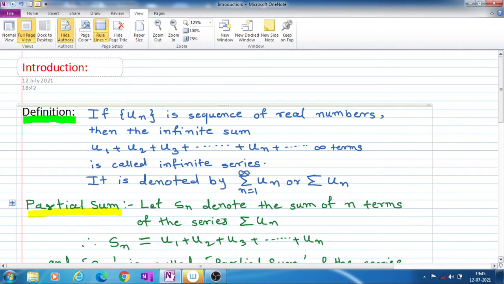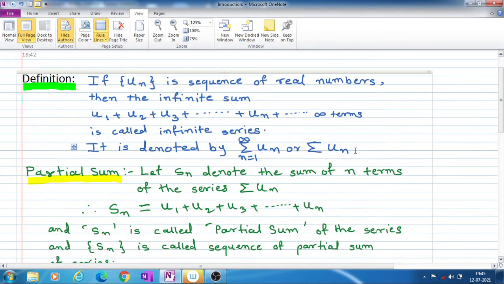Today we see a new unit, that is unit 2, infinite series. So first we see the introduction, that is a definition of series and convergence and divergence of series.